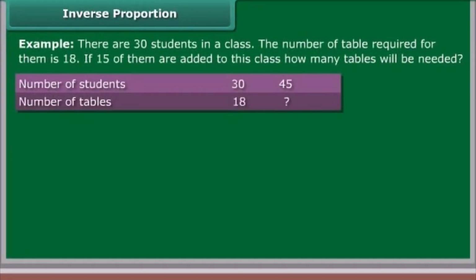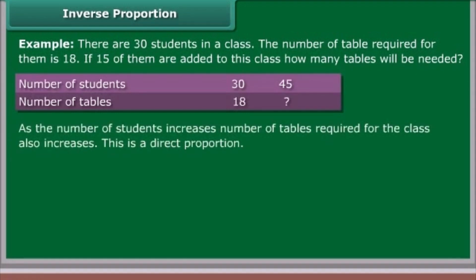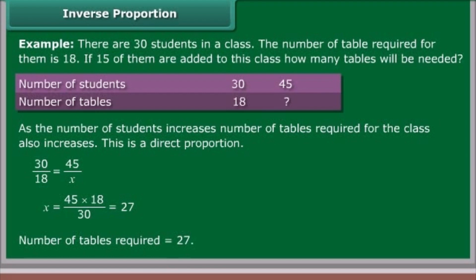Example: there are 30 students in a class. The number of tables required for them is 18. If 15 of them are added to this class, how many tables will be needed? As the number of students increases, the number of tables required for the class also increases. This is a direct proportion. 30 upon 18 is equal to 45 upon x. x is equal to 45 into 18 upon 30, which is equal to 27. The number of tables required is 27.